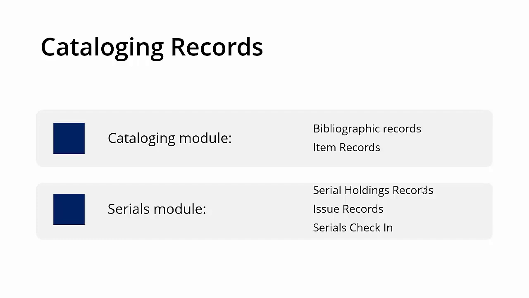The serials module has serial holdings records, issue records, and a screen to check in new issues. All serials records are linked to their respective bibliographic and item records in the cataloging module. More information on the serials module will be provided in the course on serials.